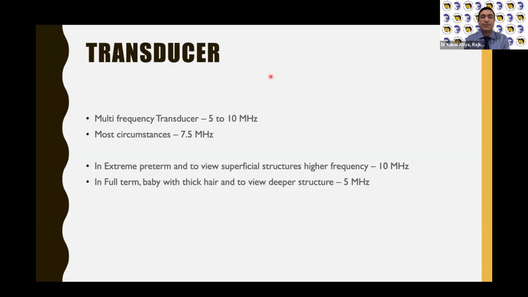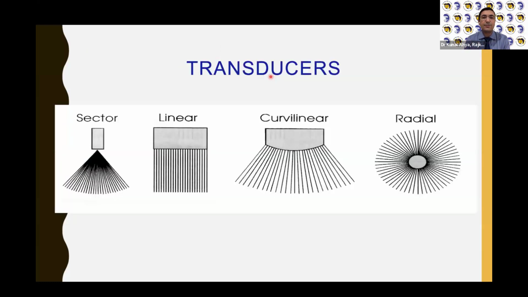But what you need to make sure is that you select a neonatal head ultrasound probe, because it is of a higher frequency, while a pediatric echocardiography probe is of a lower frequency. So you need to have higher frequency probes in your NICU. There are different kinds of probes, that is sectoral, linear, curvilinear and radial.